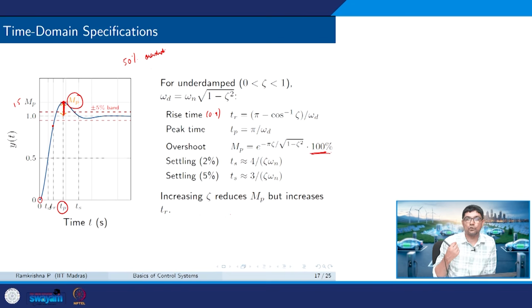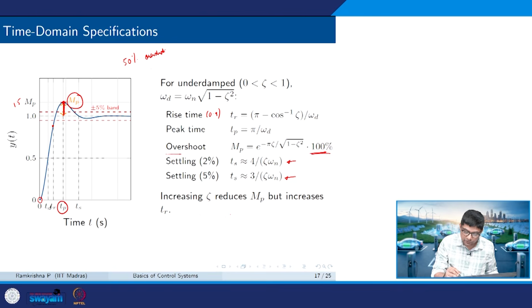Settling time is how fast I reach within the vicinity of my steady state, 60 kilometers per hour or 24 degrees or 21 degrees and so on. So, I define it in two ways, at 2% of the final value or 5% of the final value.